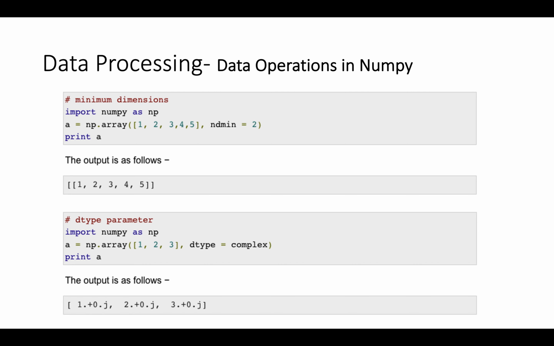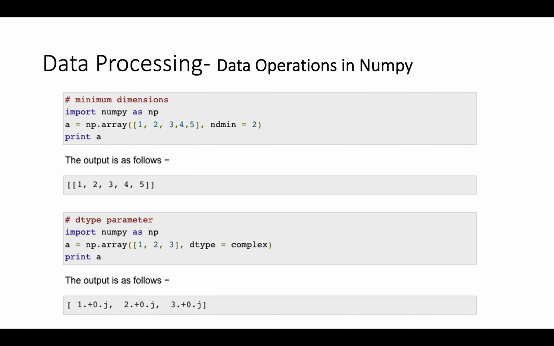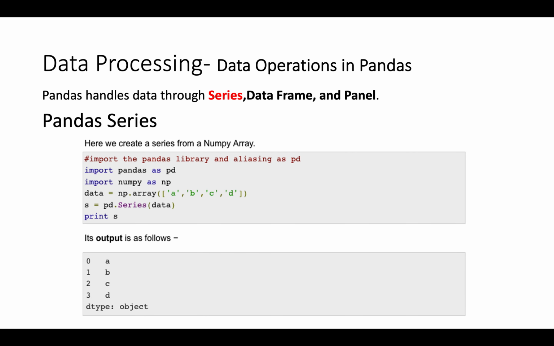Okay, the data operation in NumPy. This case is just one dimension, and this case has many dimensions. You can use np.array and set ndmin equal to 2. The output is the result shown here, and there is also the dtype parameter. So we can see here the output, with complex values like 1.+0.j. Okay, we will see some examples of each.